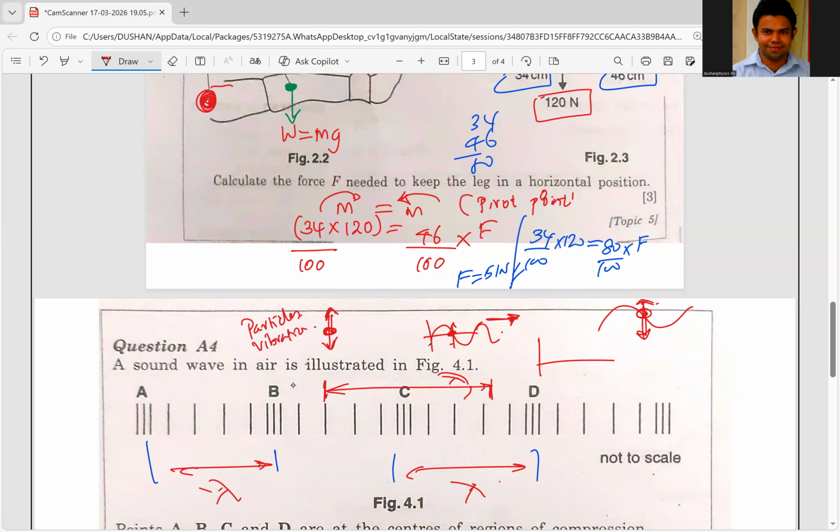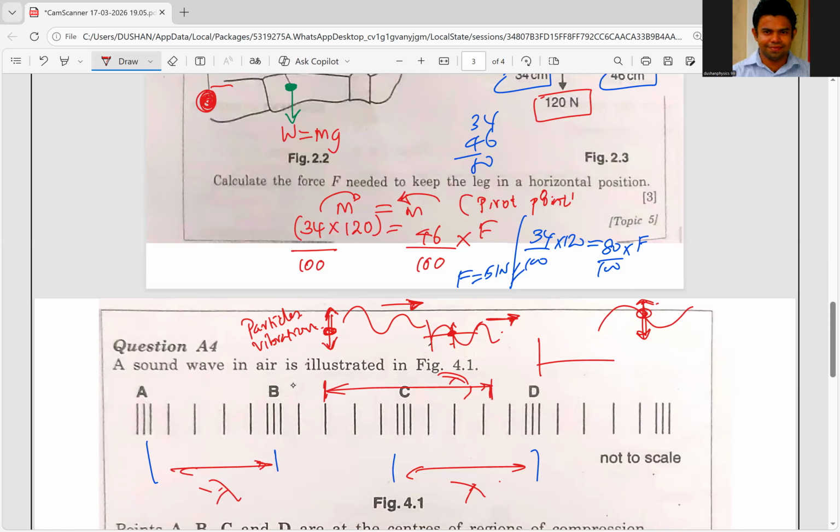Yes, sir. So you got to say perpendicular. You got to say, in a transverse wave the particles' vibration direction is perpendicular to the wave moving direction. Write in red pen again. Transverse wave: particles' vibration direction is perpendicular to wave moving direction.